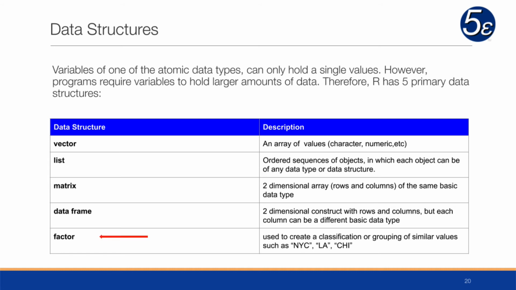And finally, a factor, which creates a classification or group of similar values. So in this case, you might have some character strings, but they need to be represented internally as numerics if you're going to do computations, and we'll talk about this when we get into the sections of regression for dummy variables. So what it does is it creates 3 levels in this example: New York City, LA, and Chicago. And it can represent numerical values for computations.